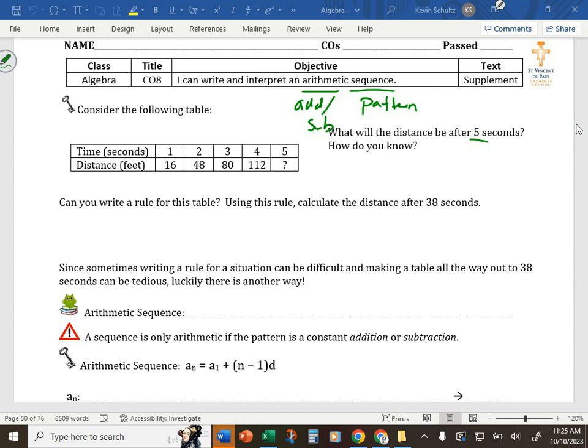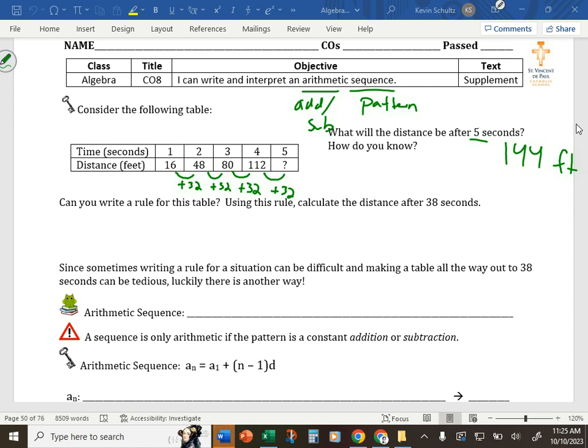144. And Mia, how did you come up with that? I added 32. And why 32? Because that's how many you add for each one. Right. There's a pattern here, right? Going from 16 to 48 is an addition of 32. Going from 48 to 80 is adding 32. From 80 to 112 is adding 32. So it makes sense that from 112 to the fifth number in this sequence is going to be another addition of 32. And 112 plus 32 does give us 144.